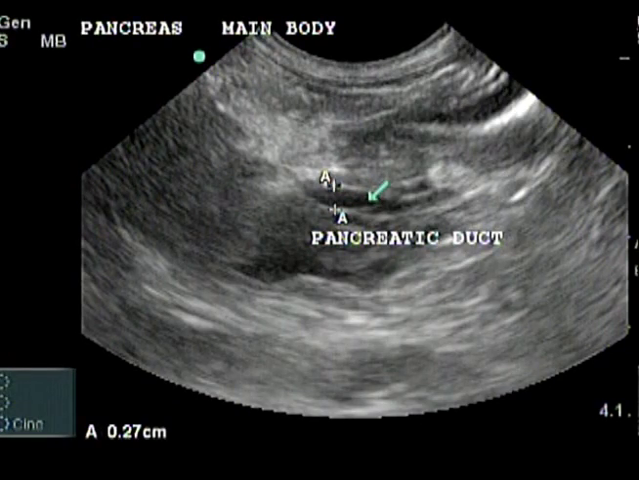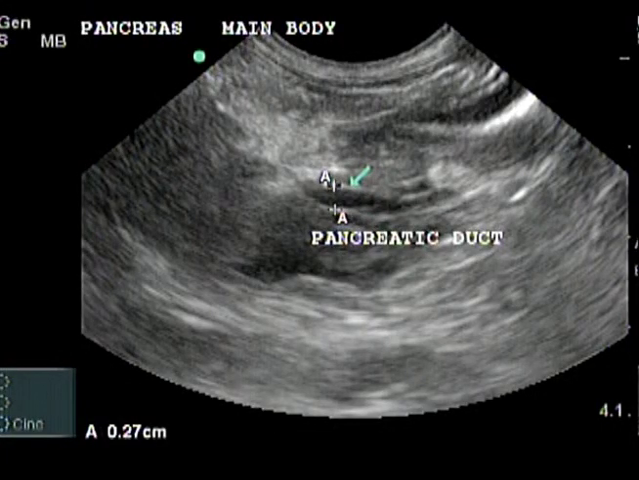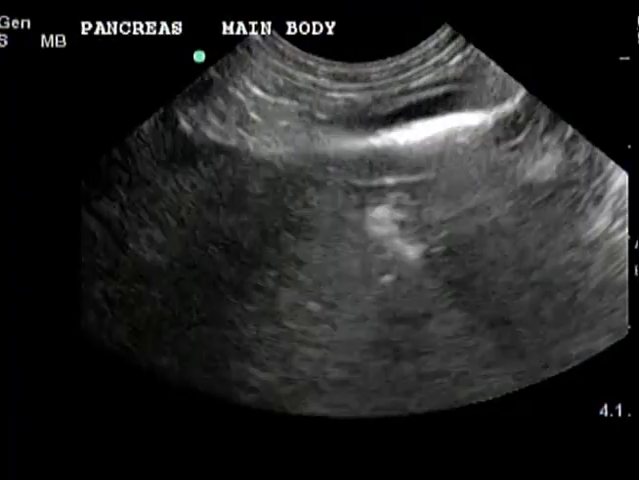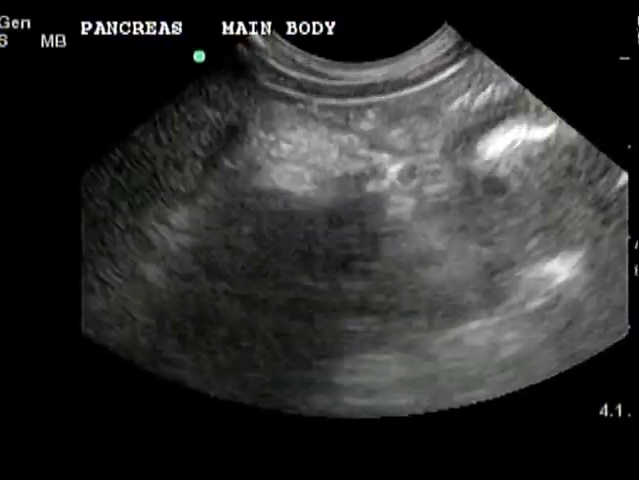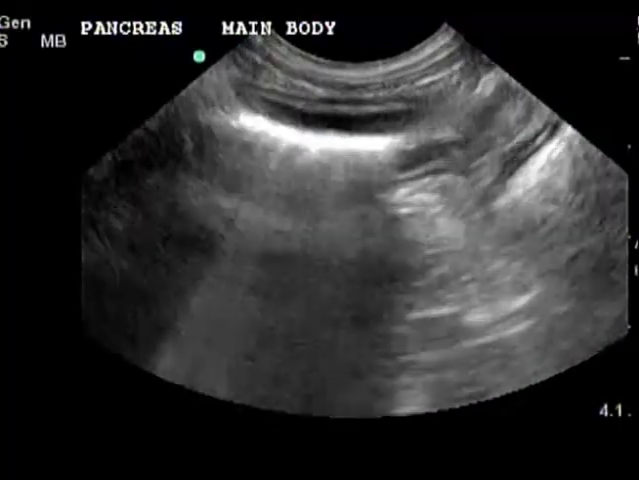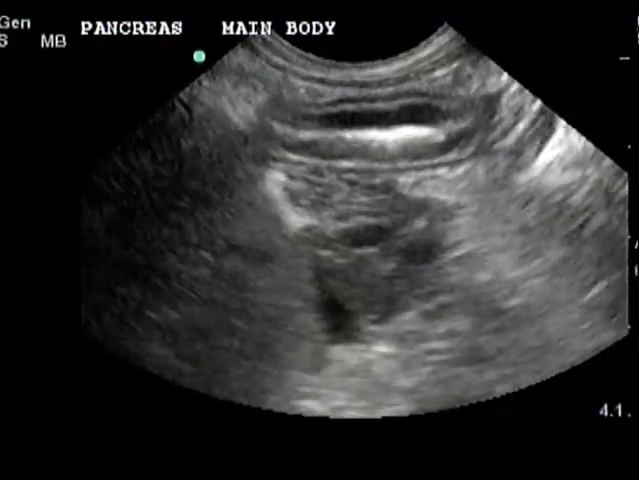The pancreatic duct in cats tends to dilate with age, but should not be greater than 1.3 millimeters in diameter in an asymptomatic cat. A dilated pancreatic duct in an asymptomatic cat probably indicates previous episodes of pancreatitis.